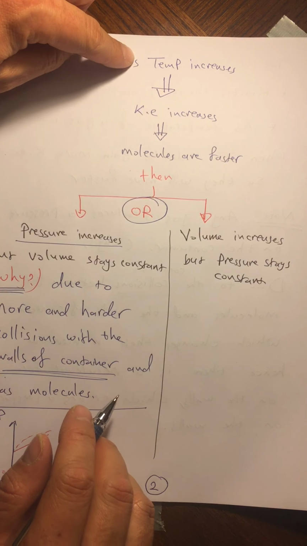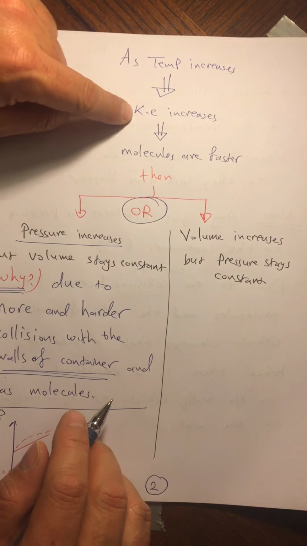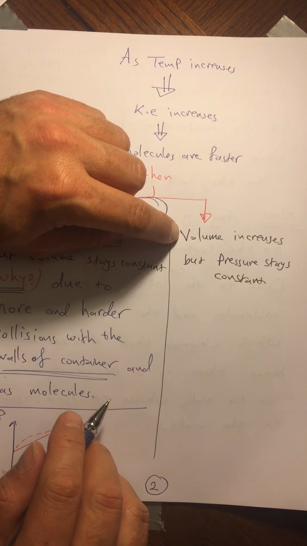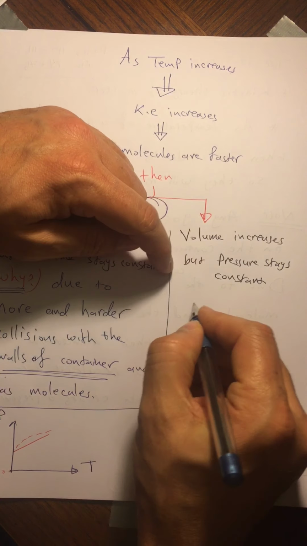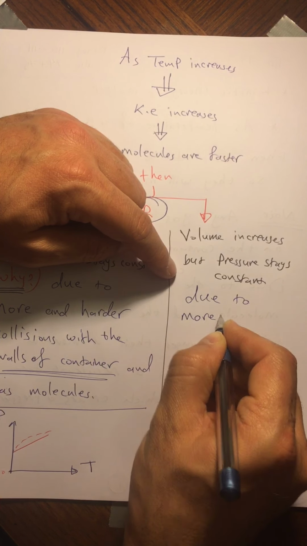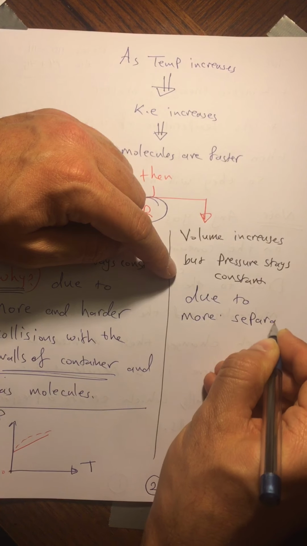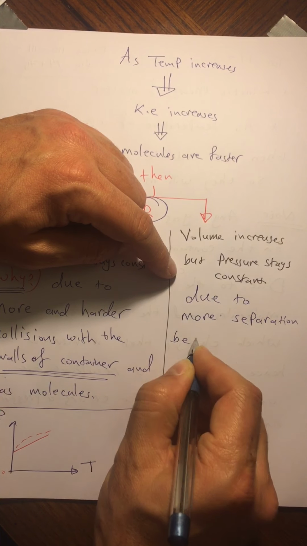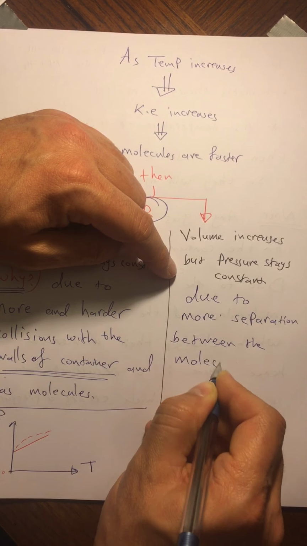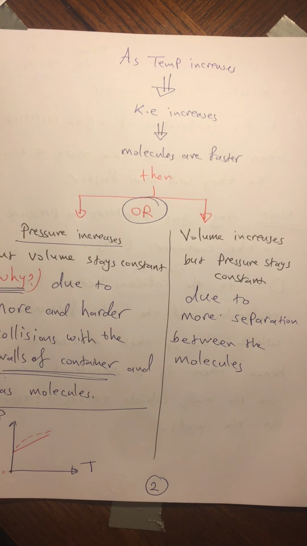As temperature increases, what may happen? 100%, the kinetic energy will increase and molecules will move faster. Then maybe the volume will increase, but the pressure stays constant. Why? Due to more separation between the molecules. So the molecules will move further apart, causing the container to expand, and as the volume increases, the volume of the gas will increase.